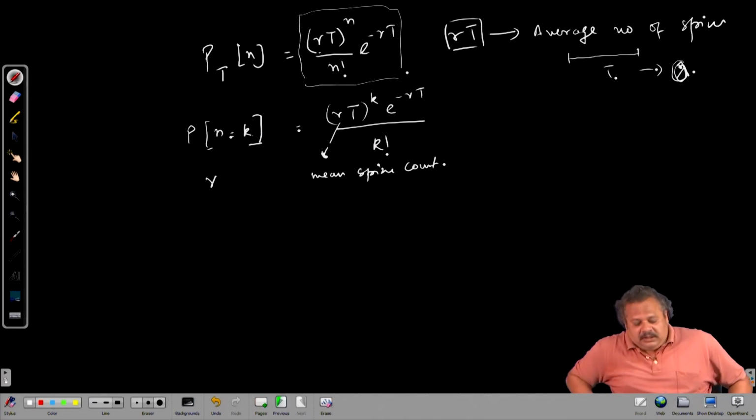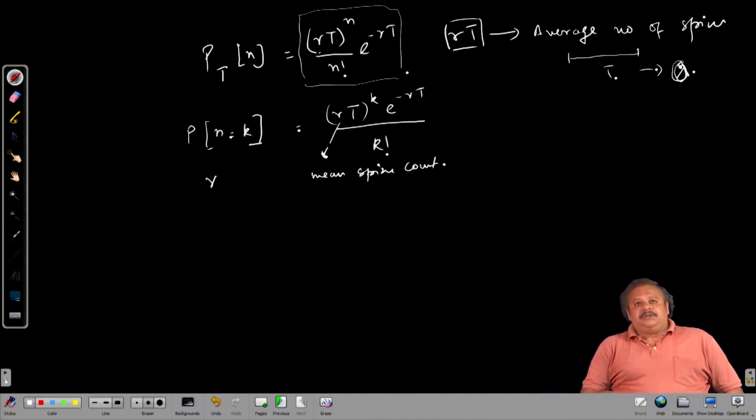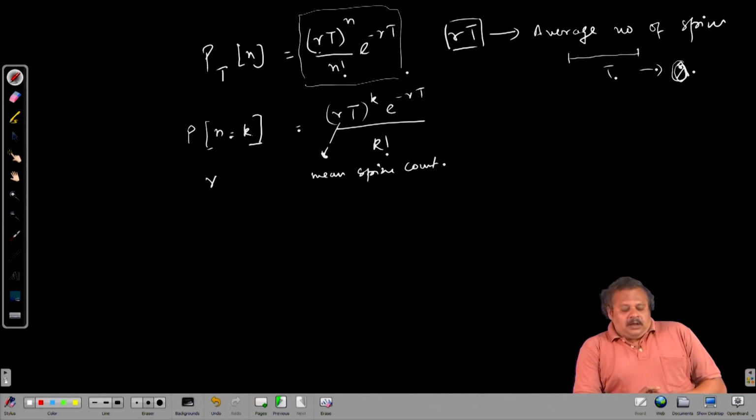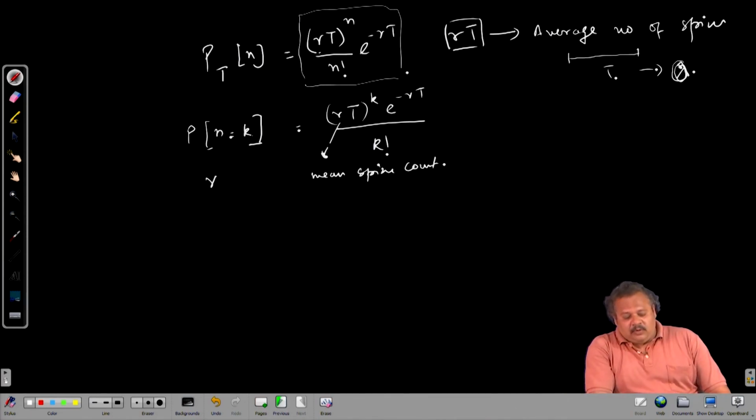So we saw that by using the independence assumption over time bins, and by considering that the probability of spikes is fixed over the entire window, the number of spikes occurring in that time window turns out to be distributed Poisson.